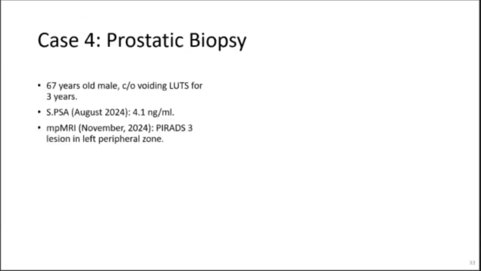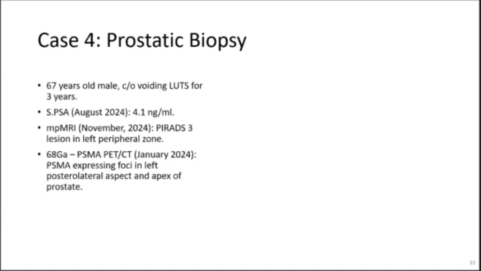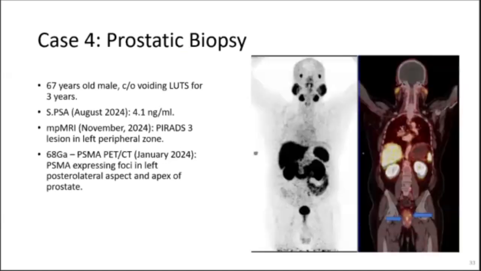So the fourth case is of a 67-year-old male who complained of obstructive lower urinary tract symptoms for 3 years. The serum PSA of the patient was 4.1 nanograms per ml. Multiparametric MRI done in November 2024 showed a PI-RADS 3 lesion in the left peripheral zone. The patient underwent a gallium PSMA PET CT in January 2024, which showed PSMA expressing foci in the left posterolateral aspect and apex of the prostate, as pointed by the arrows.